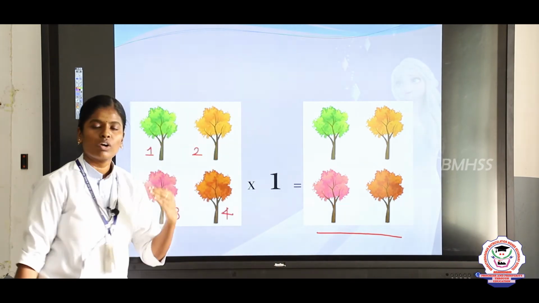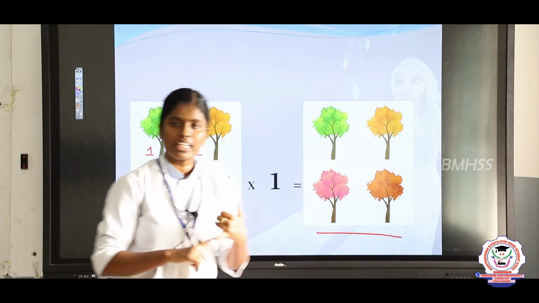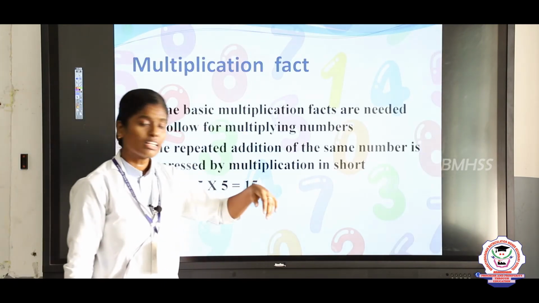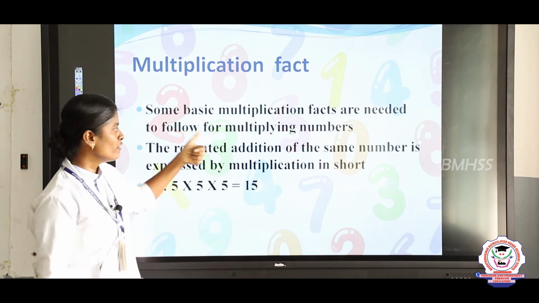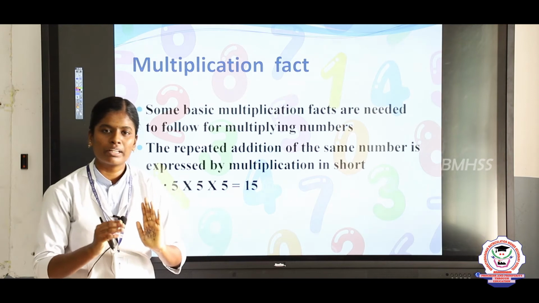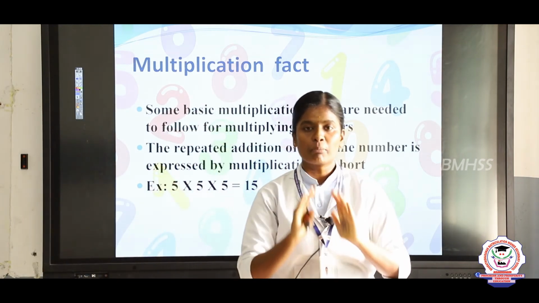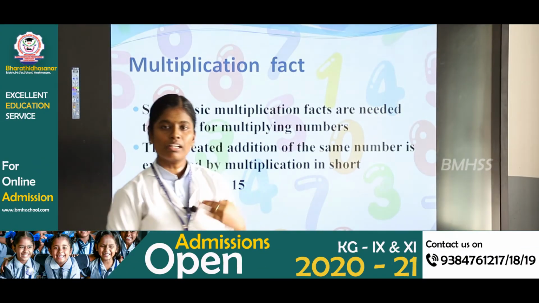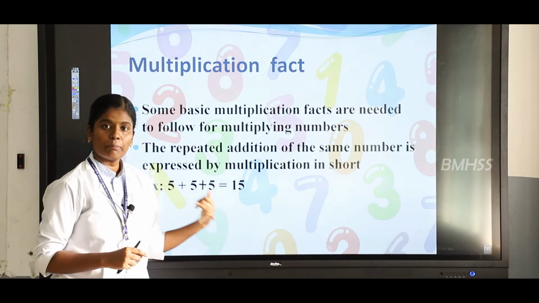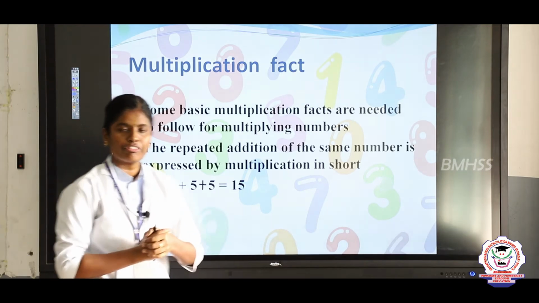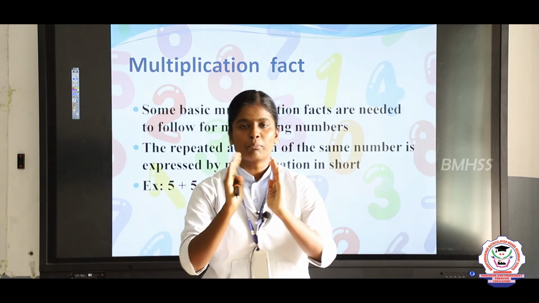Next we will see what is meant by multiplication fact. Some basic multiplication facts need to be followed for multiplying a number. This is repeated addition. It is the short form of multiplication. For example, we will find the multiplication fact of 5 plus 5 plus 5 equal to 15. Multiplication fact is very easy.